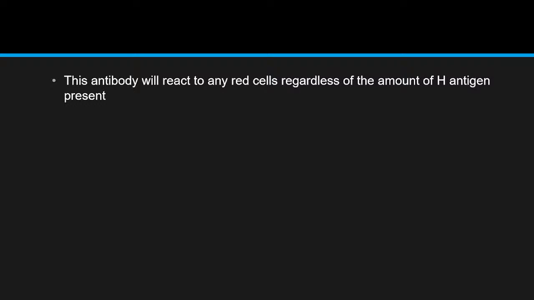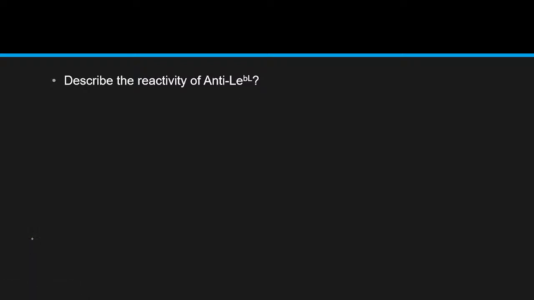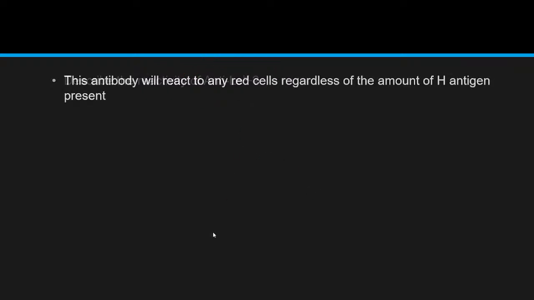Sorry, hindi ko pala nabalik. Alright, so this antibody will react directly to the LEB antigen. Okay, so it will react directly to the LEB antigen. It will not attach to any H substance.